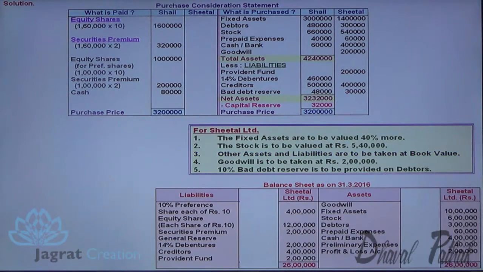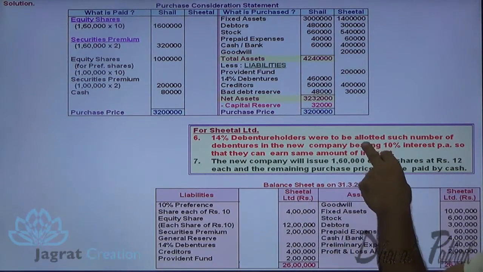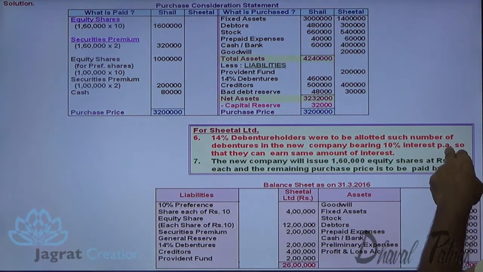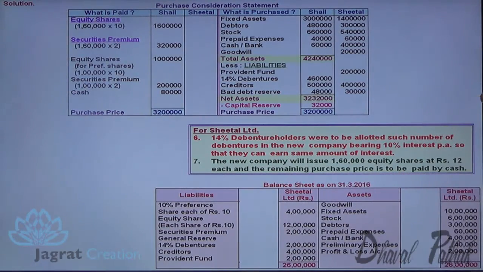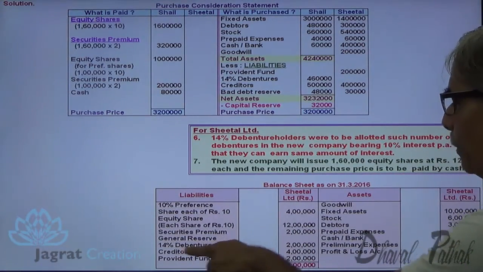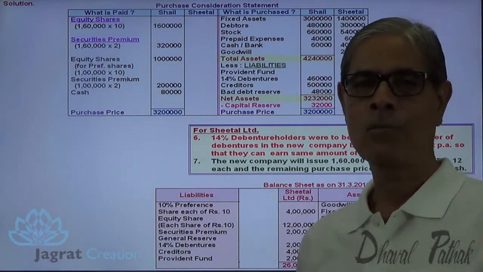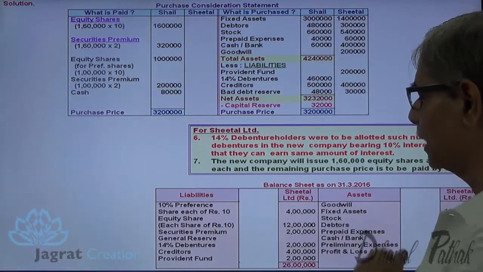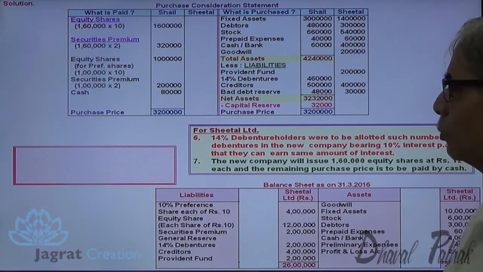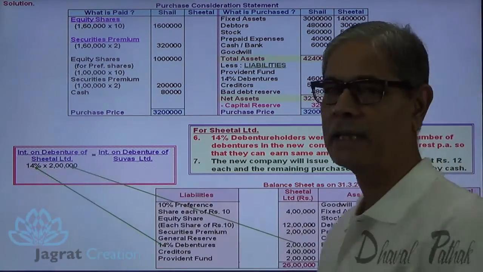And for 14% debentures, look at the statement. 14% debenture holders will be allotted such number of debentures in a new company bearing 10% interest per annum so that they can earn the same amount of interest. So 14% into 2 lakhs. 2 lakhs into 14% is the interest that they are receiving in a vendor company. So debenture holders of Sheetal Ltd are receiving interest 2 lakhs into 14%. This is the interest they are getting.